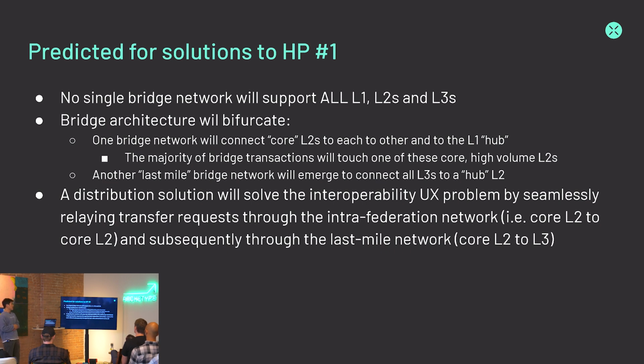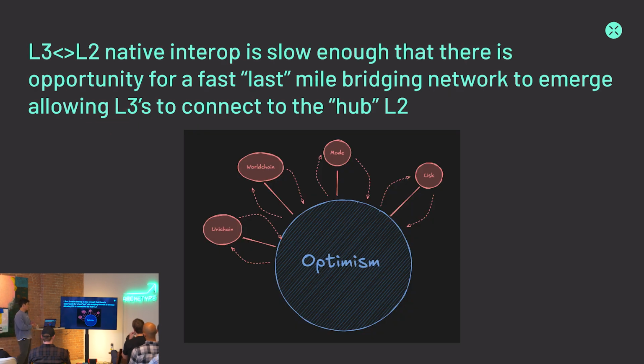So if I'm putting on my prediction hat, I would start building a solution to this last mile problem. So what is that going to look like? Imagine we're in the OP stack right now, and we've got Unichain, World Chain, Mode, Lisk, all these OP stack chains, and they're popping up new every day. L3 to L2 native interop is not live yet, but eventually the connections between the L3 and L2 are going to be relatively fast, on the order of minutes.